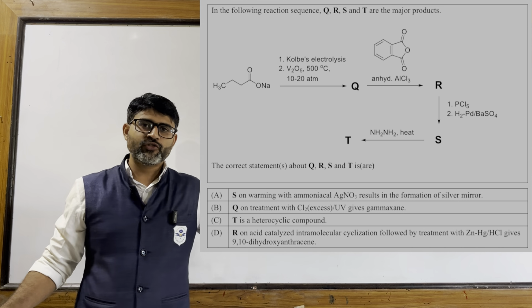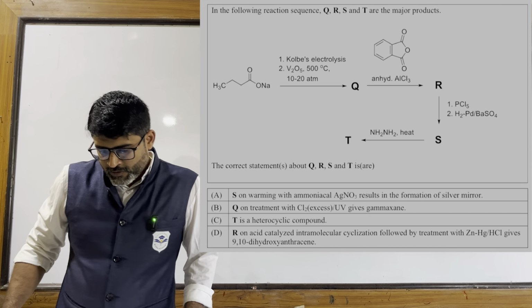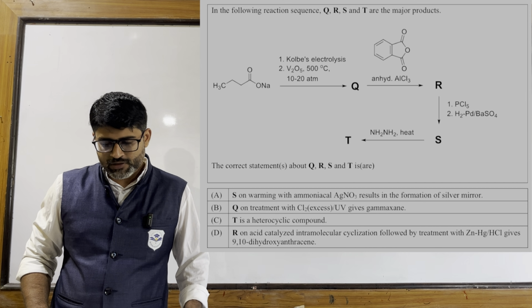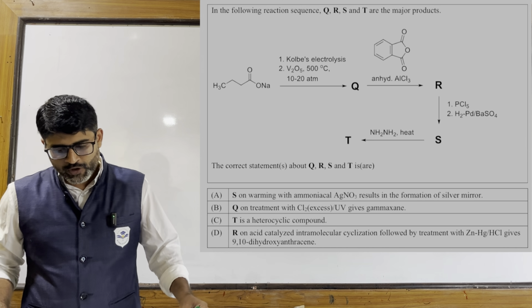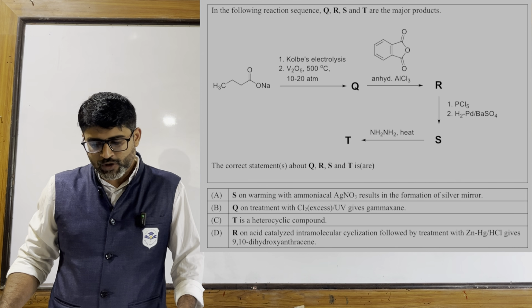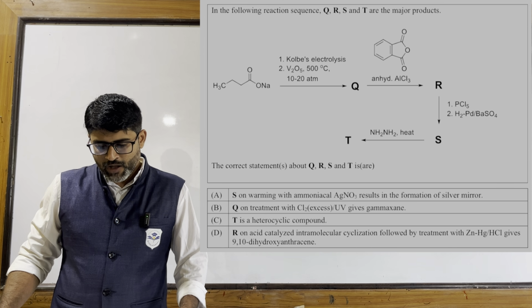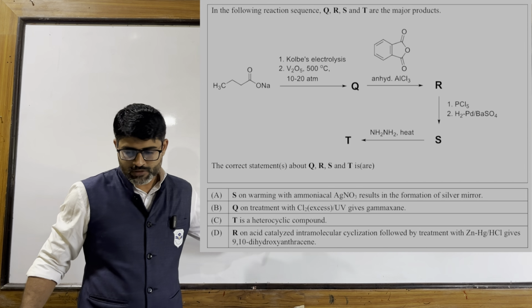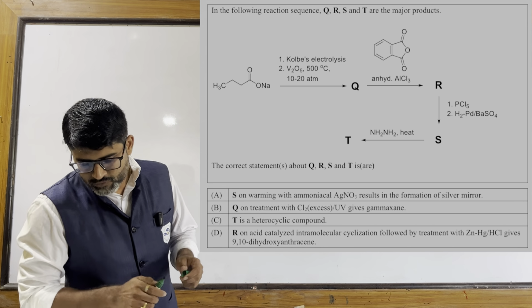Hello students, this is a question from JEE Advanced 2026 and it is a mixed question. It has reactions from all the chapters. In the following reaction sequence, Q, R, S, T are the major products. You have to find the major products in each reaction and comment on which of the statements about Q, R, S, T are correct. So I will solve the reactions one by one.